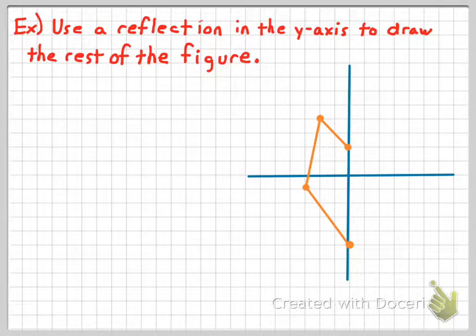You can see that this point would reflect to there, this point would reflect to there, and these 2 points right here are on the line of reflection, and if ever a point is on the line of reflection, then its image is going to be in exactly the same place as it was. Okay, and here's the rest of that figure then. This is a pretty cool way to make some artwork, by the way, doing reflection type things.